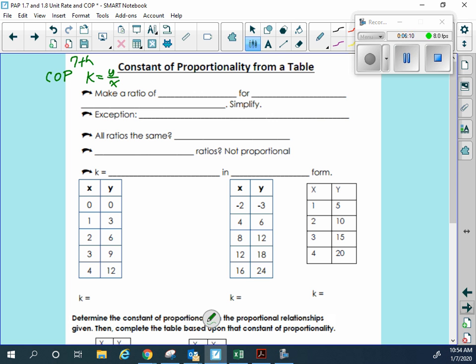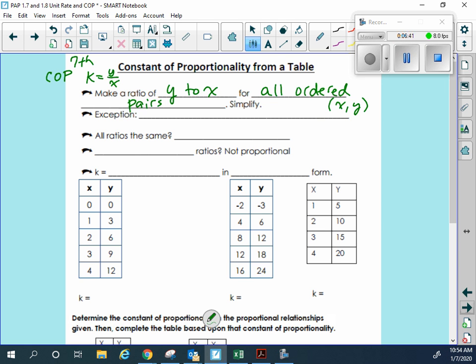So first of all, we're going to make a ratio of Y to X. That's what the formula says, right? For all ordered pairs. What's an ordered pair? On a coordinate grid, like X, Y, right? For all ordered pairs, you can see them on a coordinate grid, in a table, or just written as points like that.